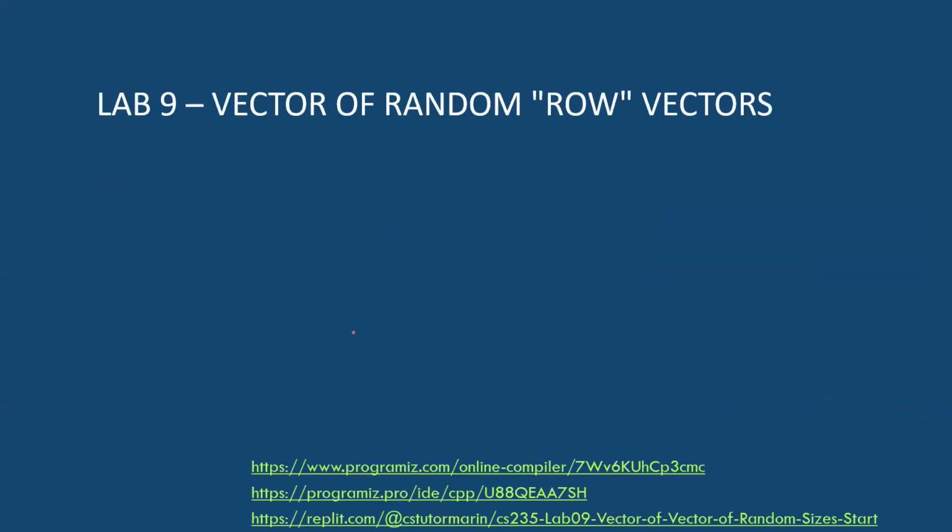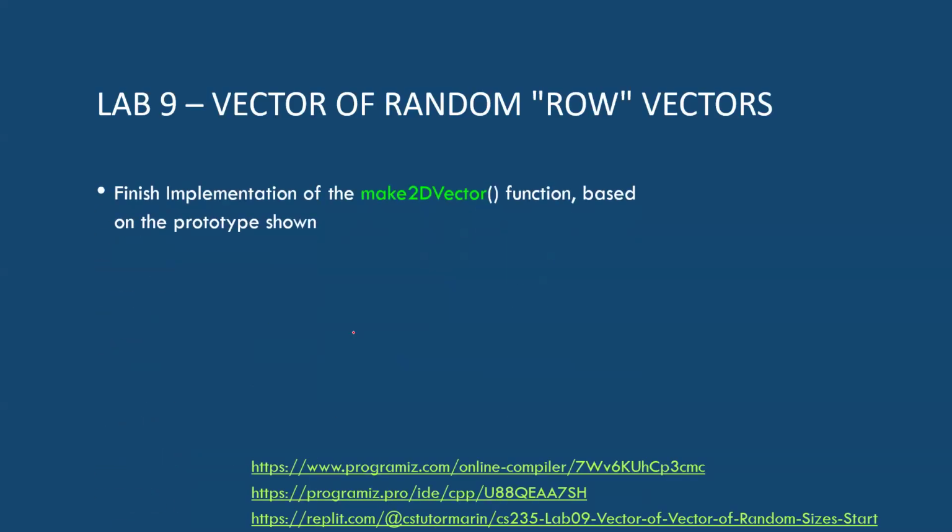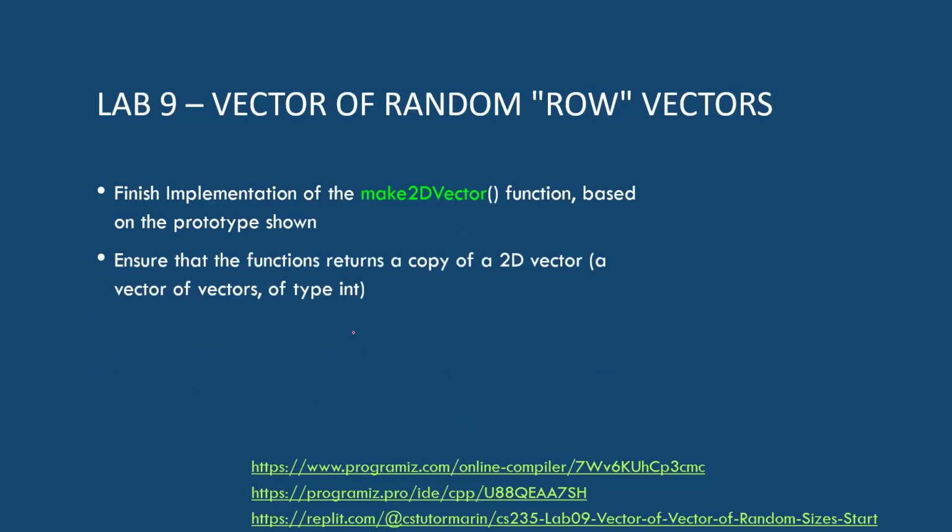All right, so let's talk about our lab today, and we'll get you into lab and out of here if you've got to go. We're going to write just a function to make a 2D vector, and it's going to be kind of kooky. What we want to do is return a copy of a 2D vector. So our function is going to have a messy return type. It's going to be a vector of vector of int. So it's a 2D vector return type, and that by definition is a copy.